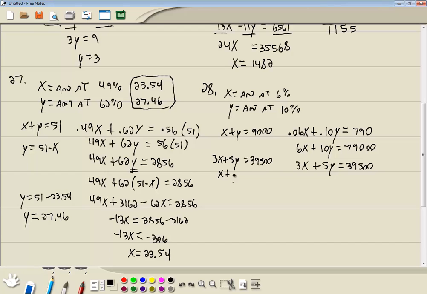And x plus y is equal to 9,000. I'm going to use the addition method. So I'll get rid of the y. So I'll multiply this second equation by negative 5. So we'll have 3x plus 5y is equal to 39,500. Negative 5 times x is negative 5x. Negative 5 times y is negative 5y. Negative 5 times 9,000 is negative 45,000. 3x minus 5x is negative 2x. 5y minus 5y drops away.